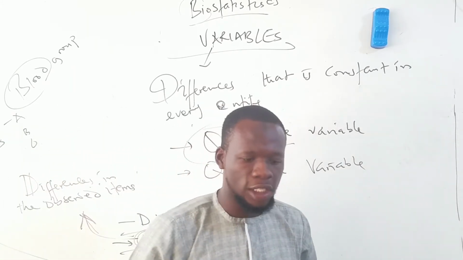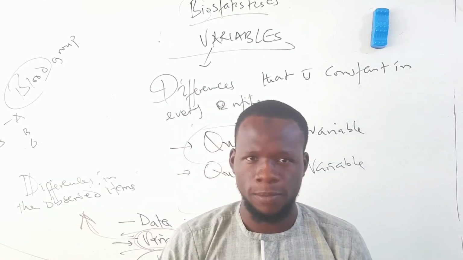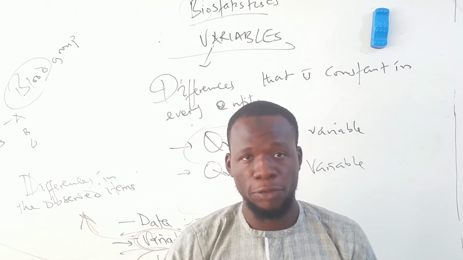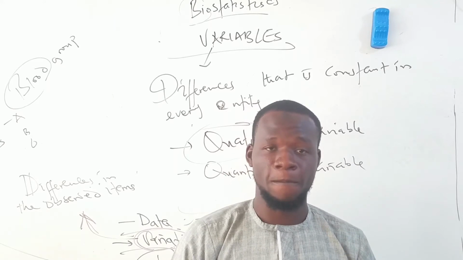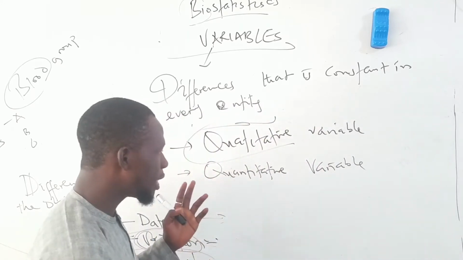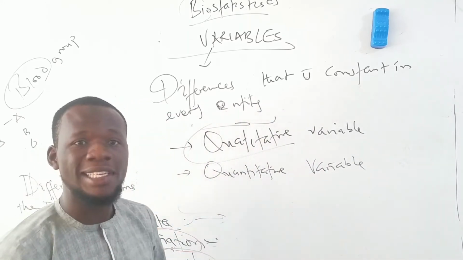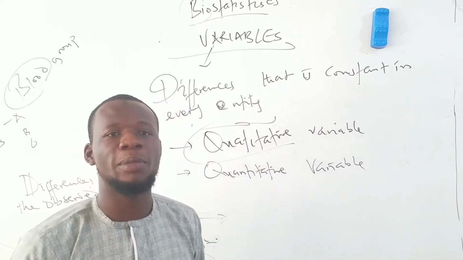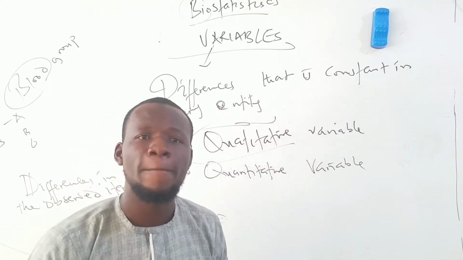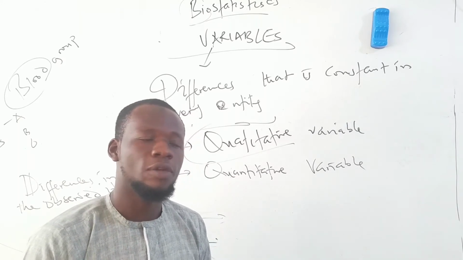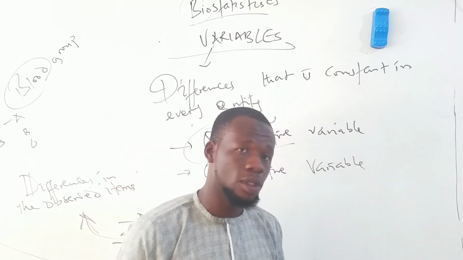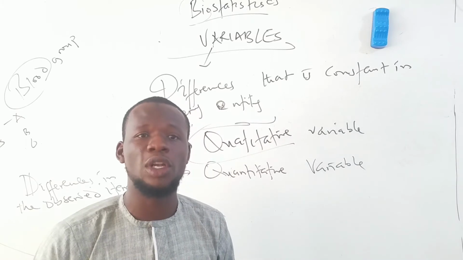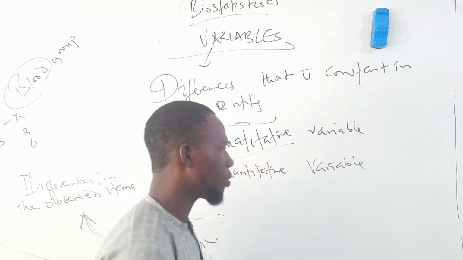Now when we say qualitative variable, what comes to your mind? Feel free to pause the video when you know that. Qualitative variable simply means variables that cannot be measured and have no magnitude. Some variables cannot be measured, they are not in numbers, then we call it qualitative variable.